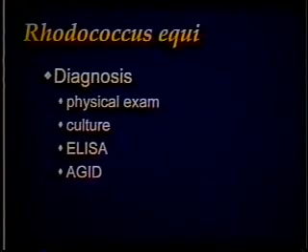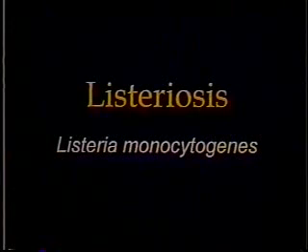We can do an ELISA test or an AGID test, looking for those horses that not only are infected, but may also be subsequent carriers of the organisms. In this case, this is an agar gel showing the precipitin lines that may be caused by the presence of antibodies in the serum of this test horse.